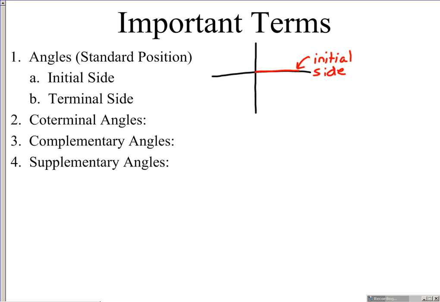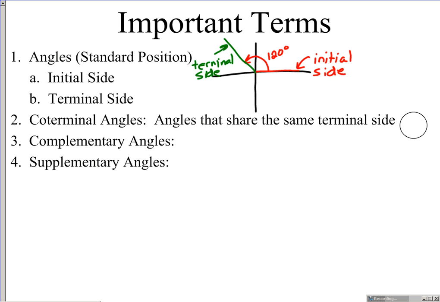So if I have, let's say, a 120 degree angle, I rotate 120 degrees. Our terminal side now is right there. Coterminal angles are angles that share the same terminal side.